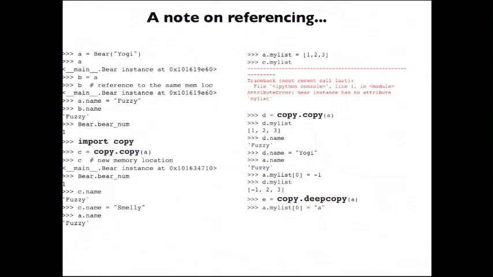Okay, so I just made a deep copy of A. And A is my list. Now the first element I set to the letter A. What is E my list? Minus 1, 2, 3. Okay? Yes, question?